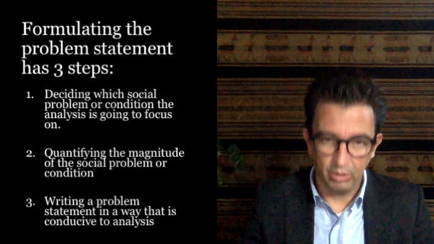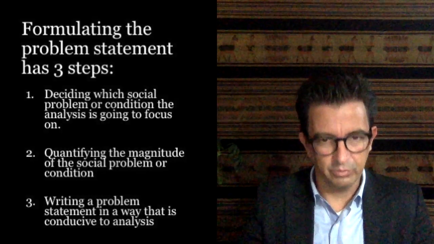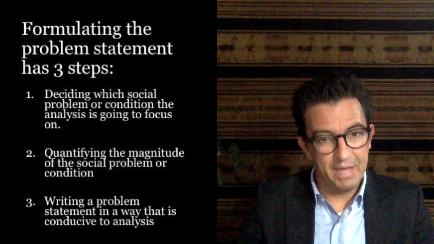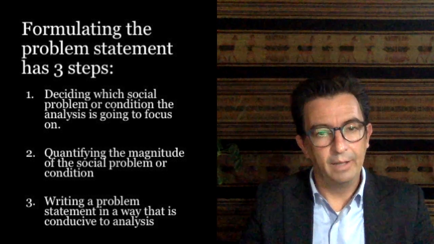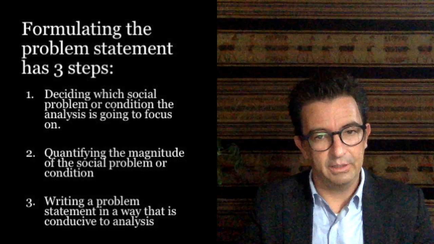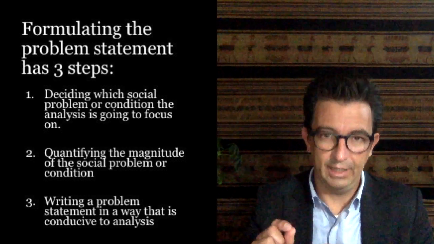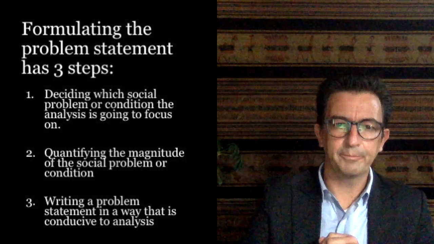In this video, we will focus on the first one, formulating the problem statement. We will focus on the problem model in the next video. So, to formulate a problem statement, you need to go through 3 steps. The first one is deciding which social problem or condition the analysis is going to focus on, quantifying the magnitude of the social problem or the condition that you're dealing with, and then writing a problem statement in a way that is conducive to analysis. Let's go over each of them.